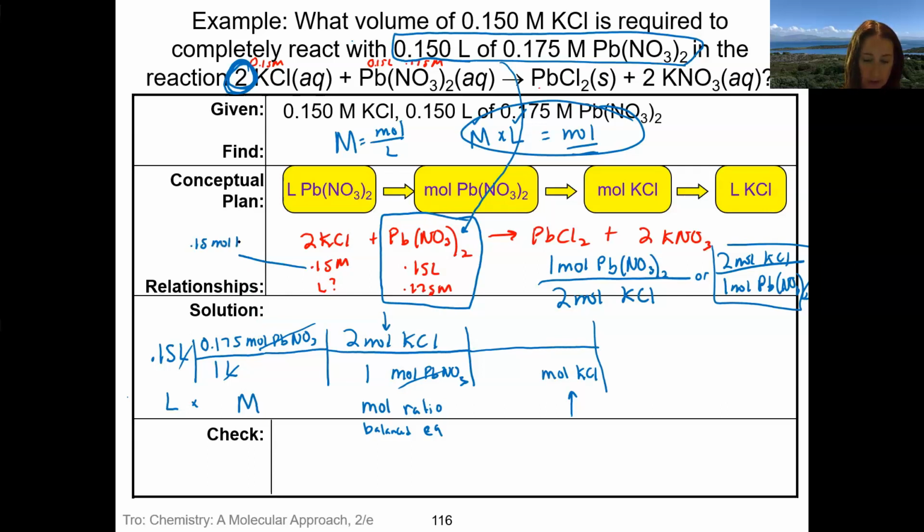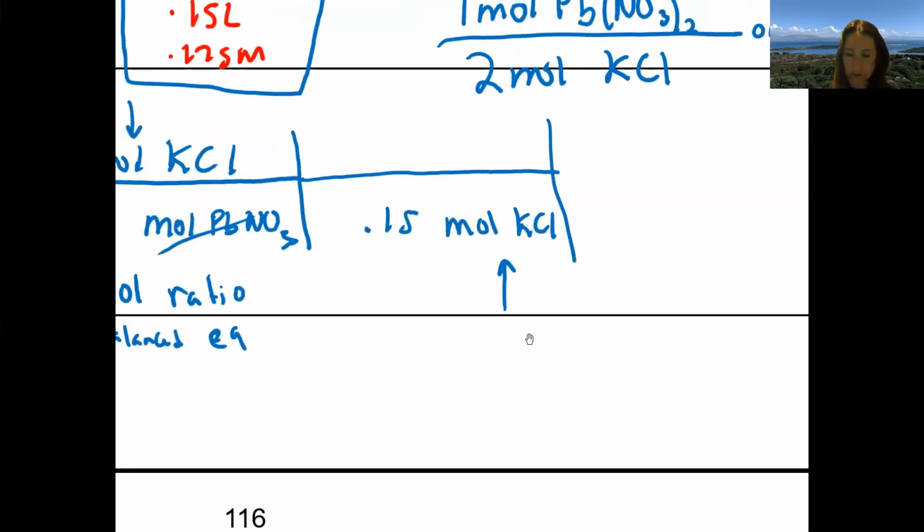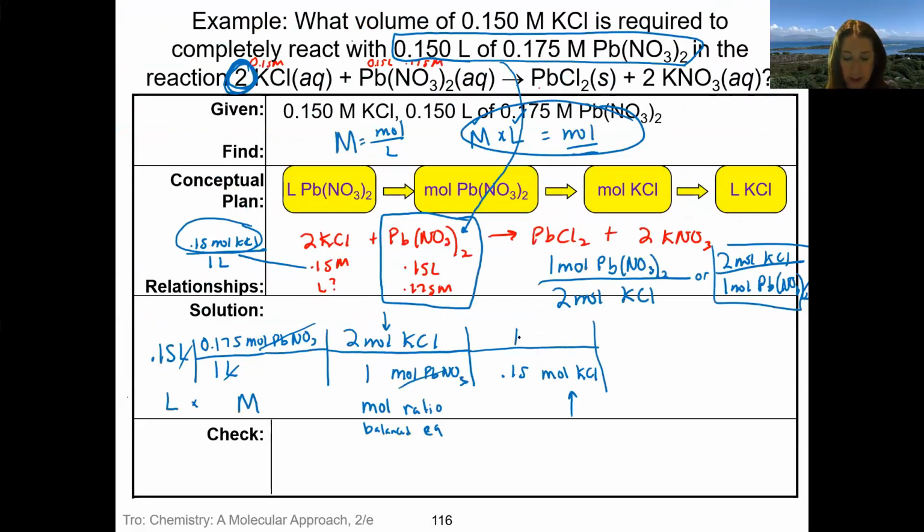0.15 moles of KCl in 1 liter. That's the definition of molarity, right? So that means I'm going to put the moles on the bottom and the liter on the top, moles KCl, moles KCl. And so again, this was molarity.